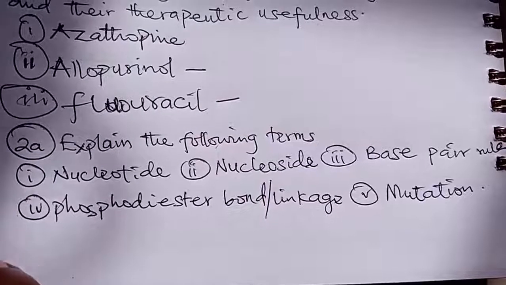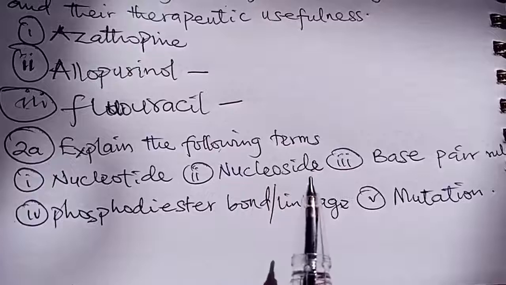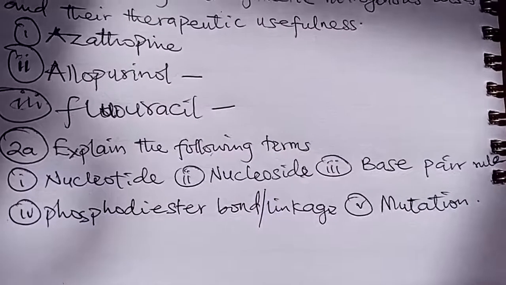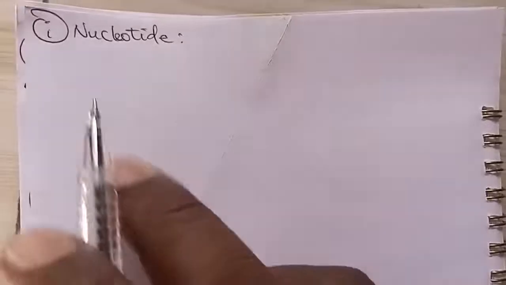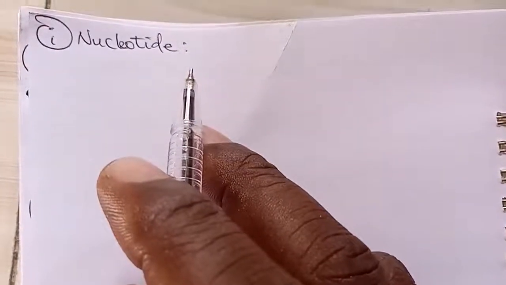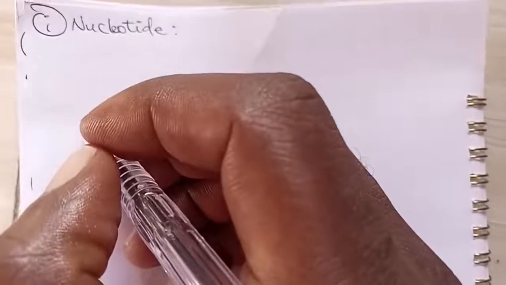The next question says, explain the following terms: nucleotide, nucleoside, base pair rule, phosphodiester. So let's begin with the first one, nucleotide. This is a phosphate ester of nucleoside. Naturally occurring nucleotides can also exist as nucleoside mono-, di-, and triphosphates. This is the structure of it.